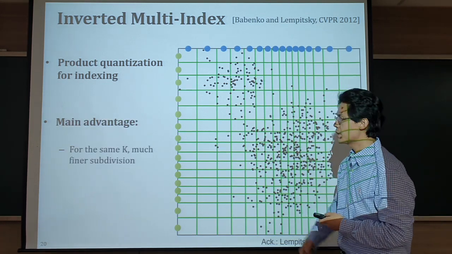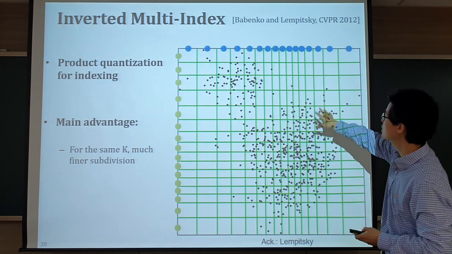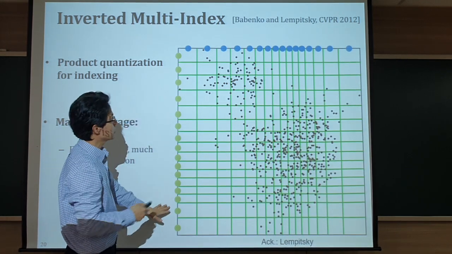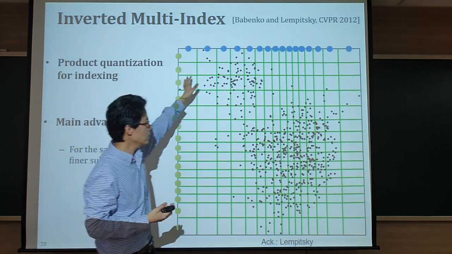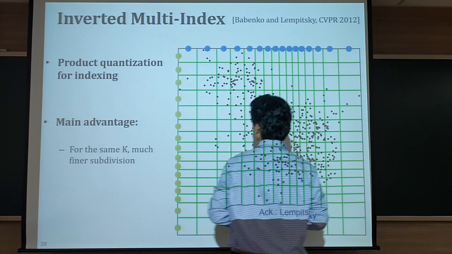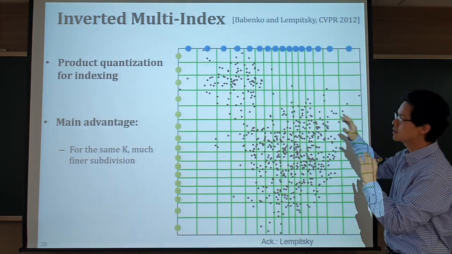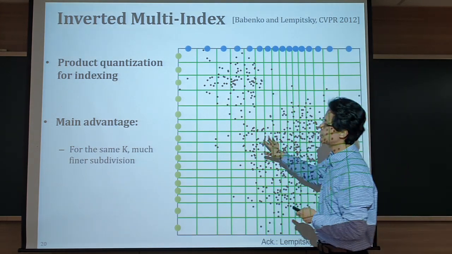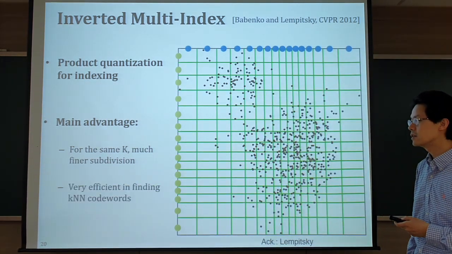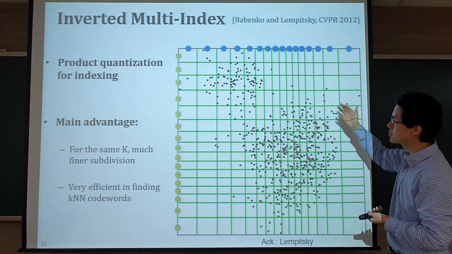The main advantage is that, given the same K, compared to K-means clustering, it can give us a much finer subdivision. Here we only used, let's say, 20 clusters and 20 clusters, so we just computed 40. But in the 2D space, we get a lot of clusters, 20 by 20, right? If you just computed 40 clusters with K-means in 2D, then obviously those clusters would be much bigger. So by using product quantization, we can get a much finer subdivision given the same K, and it turns out we can very efficiently identify the data given the codebook.